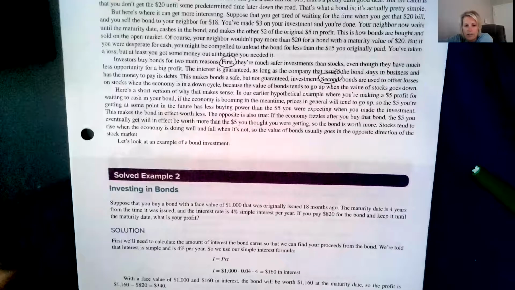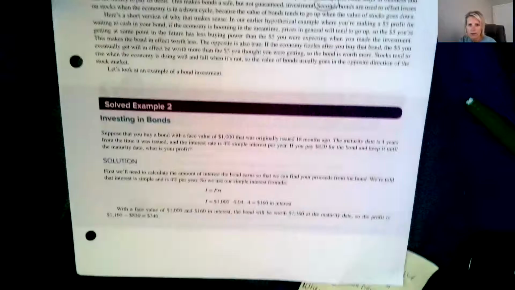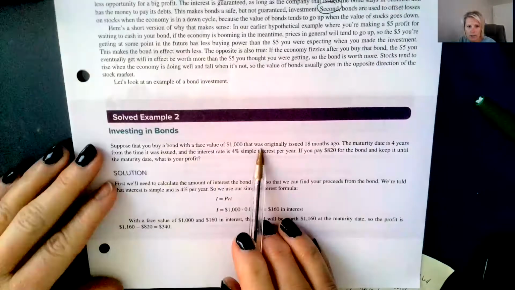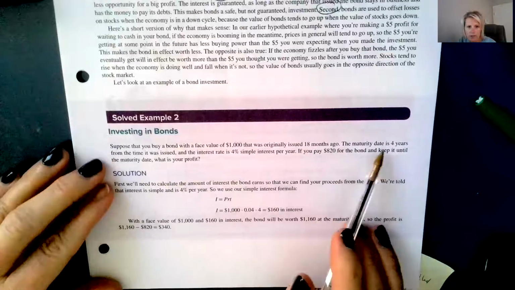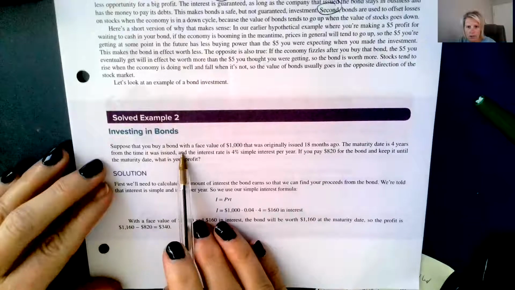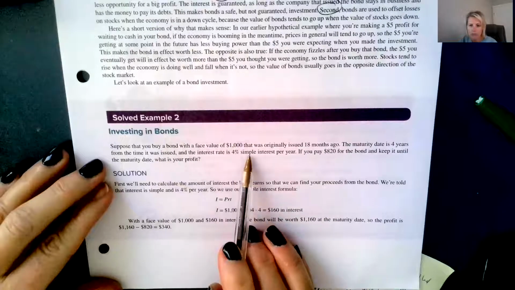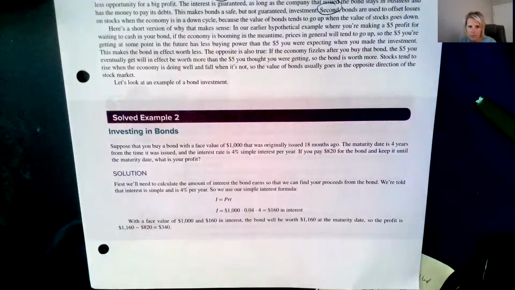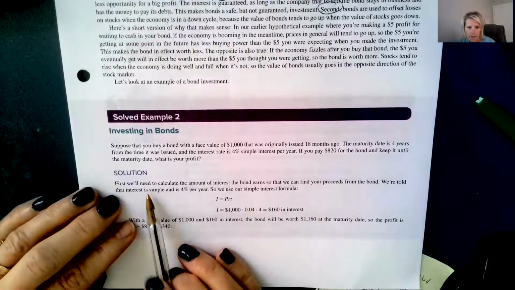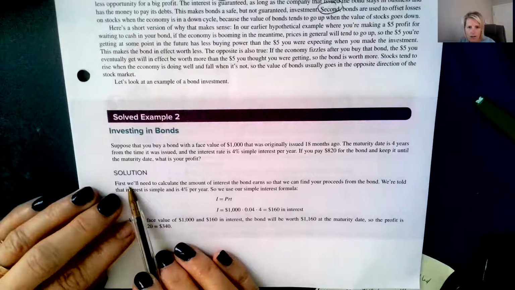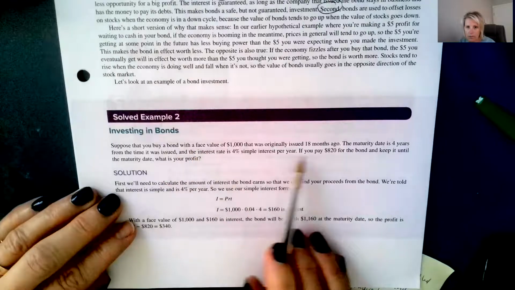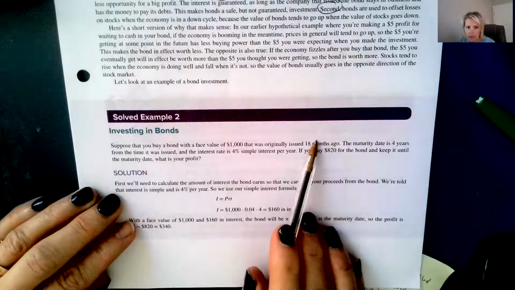So solved example 2 here says, suppose that you buy a bond with a face value of $1,000 that was originally issued 18 months ago. The maturity date is 4 years from the time it was issued, and the interest rate is 4% simple interest per year. If you pay $820 for the bond and keep it until the maturity date, what is your profit? We're buying the bond now. It was already issued 18 months ago.